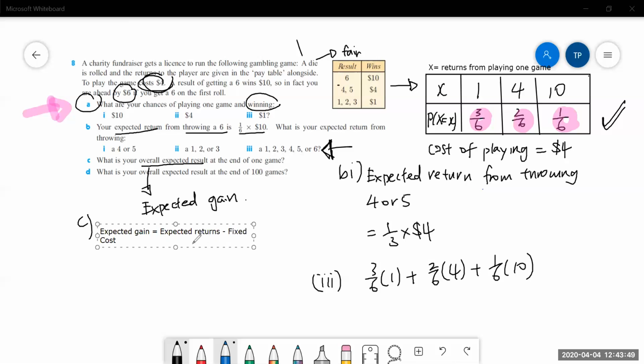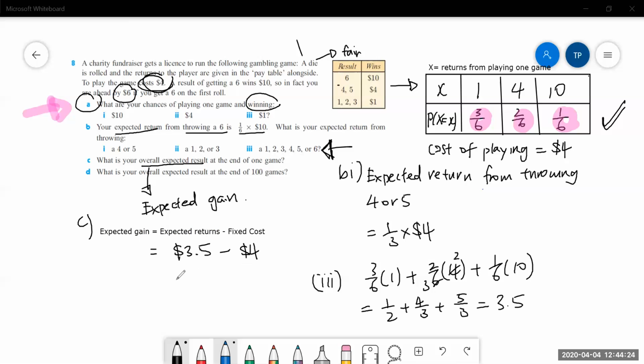Yeah. So the expected returns will be everything over here, which is a half plus 2 over 3, plus 4 over 3, plus 5 over 3, which is equal to 3.5. So the expected returns will be $3.5 minus the fixed cost of $4, which is minus 0.5.